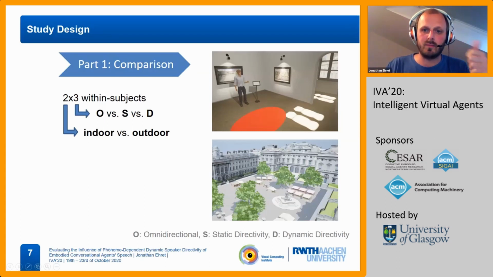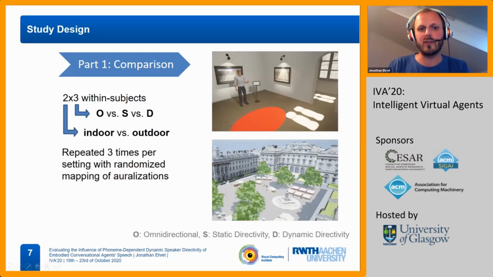And then we had participants change the oralizations, so between omni, static, and dynamic directivity. And they could do that by switching buttons all the time in between while the agent is speaking. And a signpost next to the agent always showed which variant was playing, but only naming them variant A, B, C. And the mapping of these variants to the oralization is randomized. So let me show you a short clip of this.